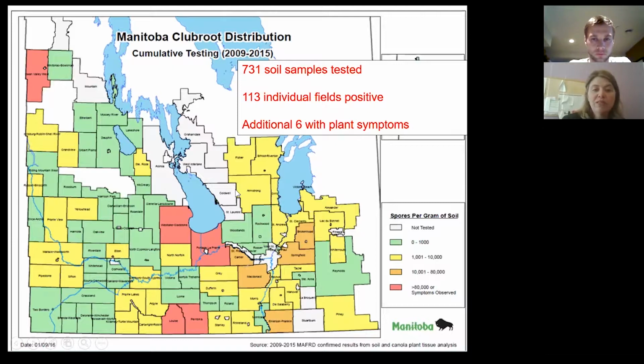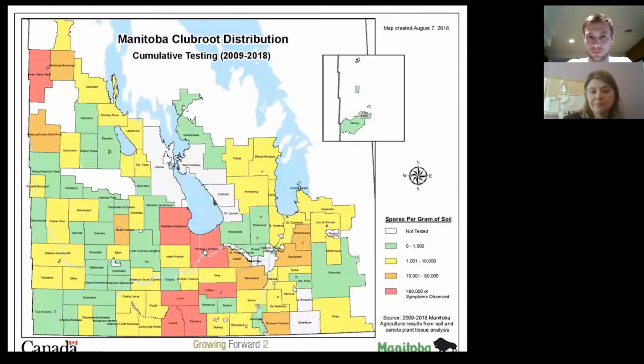So at this point, we were very concerned. We were finding more clubroot, but we were very thankful that we had actually initiated this lab to test to these lower levels, and that we were doing this baseline sampling to hopefully get a good idea of what was going on. So fast forward to this year, 2018, I'm sure many of you had read in the paper or heard on the radio, or maybe heard your neighbors talking about more clubroot being found in the province.